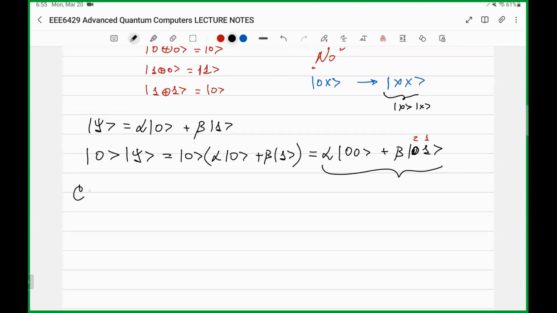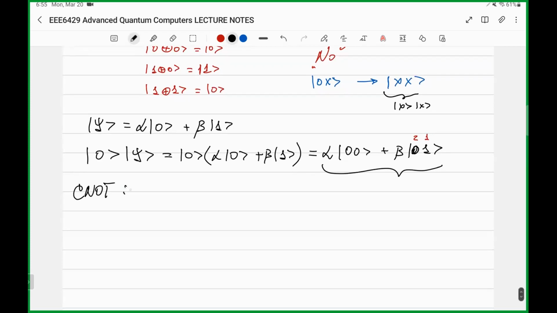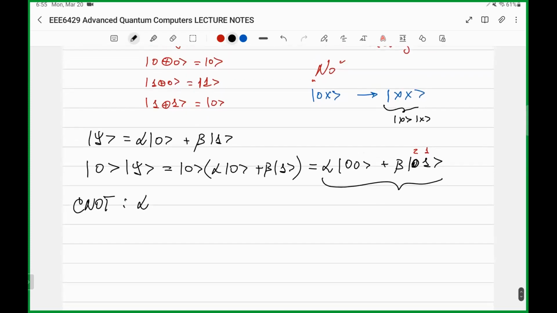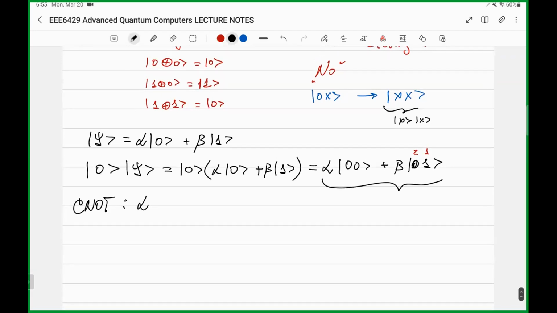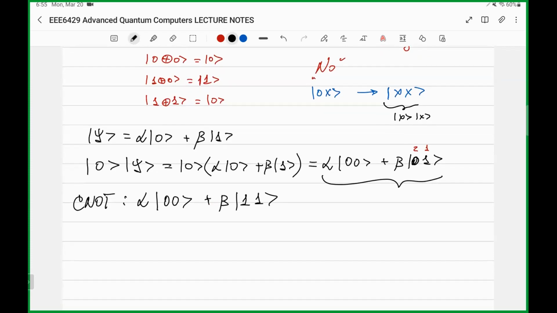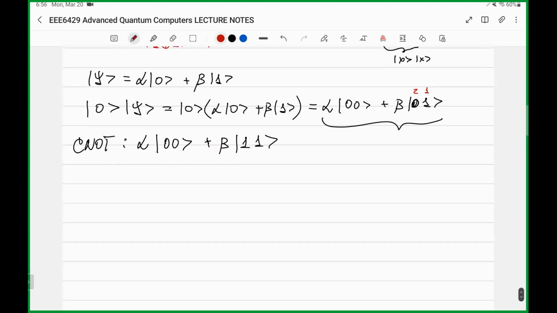So this is my state. And now I'm ready to apply the CNOT gate to this state. And what do I get? My control is the first one, and my target is the second one. So the first one in the first term is 0, so I don't change the target. But for the second one, my control is 1, so I have to change the target, and I change this to 1, so I get 1, 1. So this is the state I obtained after CNOT.